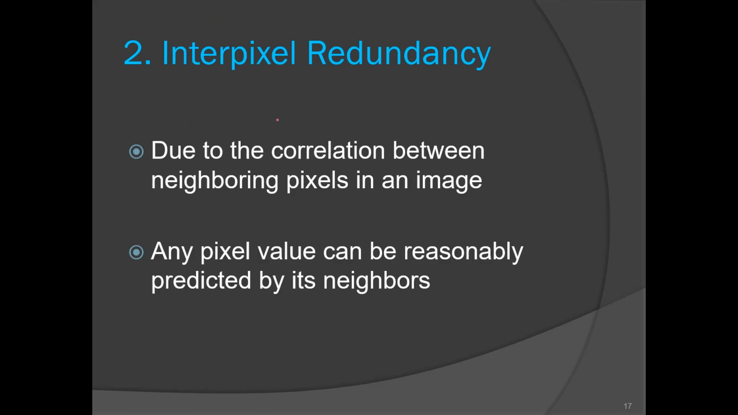The second type is interpixel redundancy. It is due to the correlation between the neighboring pixels in an image. If you consider this region of this slide, we have high correlation between the neighboring pixels. The total information in this region is redundant. Any pixel value can be reasonably predicted from its neighbors.